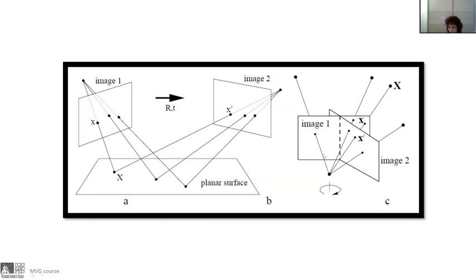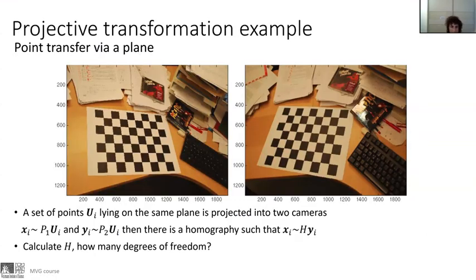Okay. Also, another situation that I guess you already studied in the course in the previous semester is that when you have a camera and you just rotate without translation around the camera center, then the two images captured before the rotation and after the rotation are related by a homography. Okay, let's move on. Let's see an example.